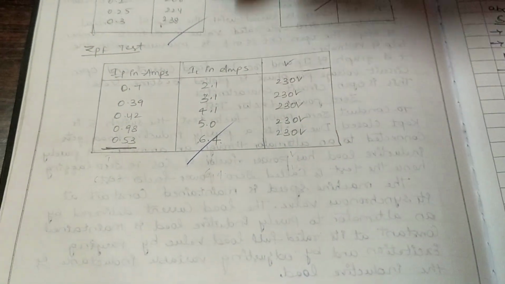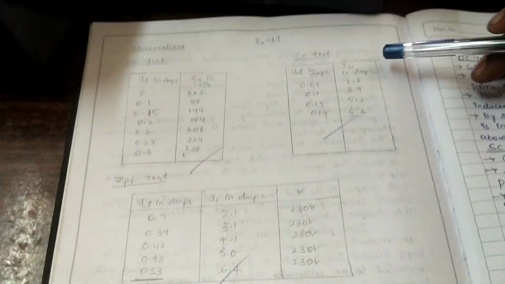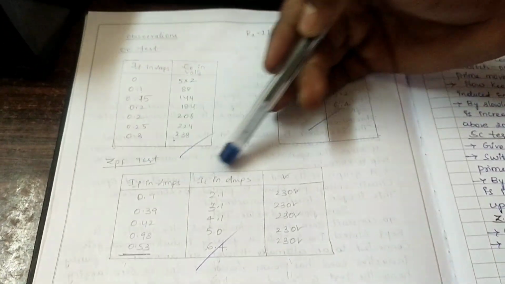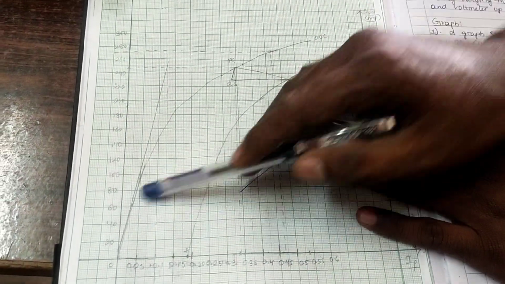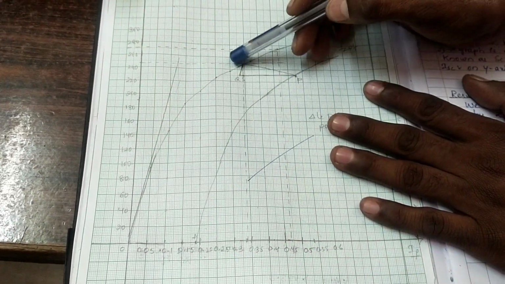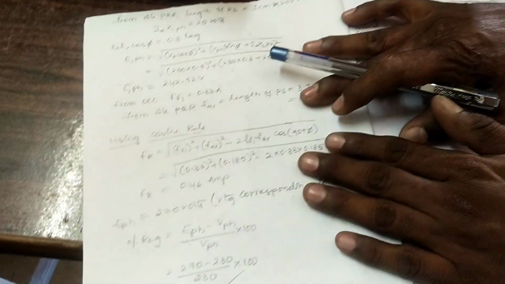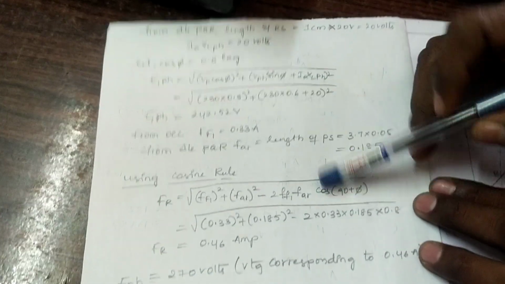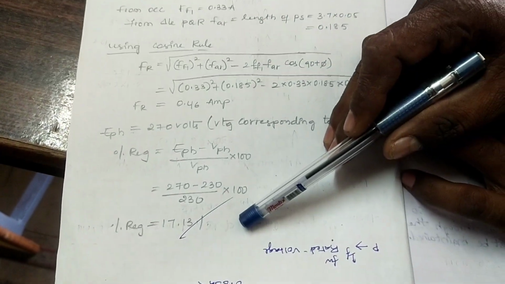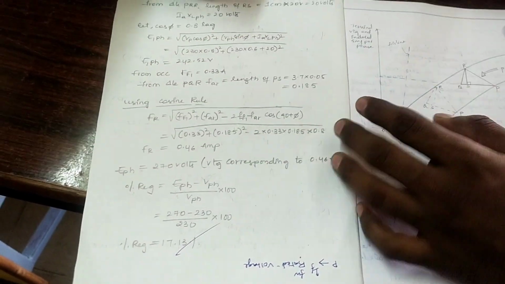With the open circuit test readings, the short circuit test readings and these readings, you can draw these three curves: first curve, second curve and this one. After this we can draw the Potier triangle. Once you draw the Potier triangle, we have some small calculation. By this calculation we will be able to get the percentage regulation here. So this is the procedure.